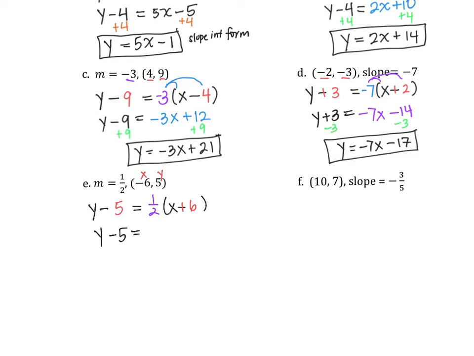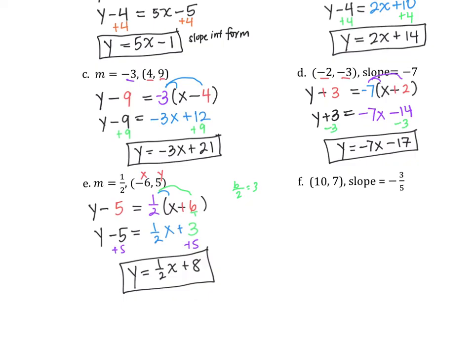Half x is half x. If you know what half of 6 is, you could just write the answer. I'm going to do this off to the side. I'm going to put a little 1 under here. If I multiply 1 times 6, I get 6. 2 times 1 is 2. 6 divided by 2 is 3. So I get a 3 here. If you knew half of 6 was 3, you could have just written 3 there. Let's finish this. Plus 5. 3 plus 5 is positive 8. So y equals 1/2 x plus 8.